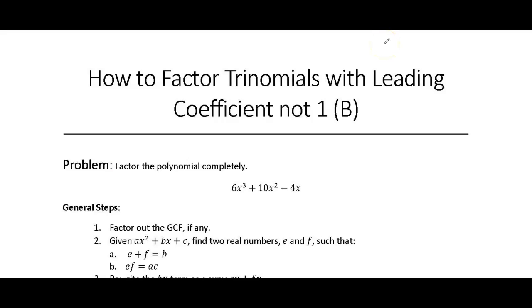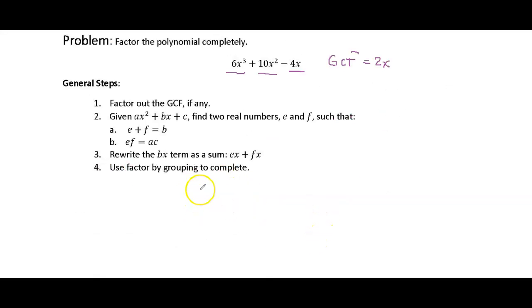As always when factoring, the first thing you want to look for is a GCF. Now it looks like in this trinomial, we do have a GCF of 2x. So let's start by factoring out the 2x. If we factor out 2x, we will be left with 3x squared plus 5x minus 2. The GCF that is factored out is going to appear in the final factored form of the polynomial. But for now, let's focus on this trinomial that's remaining.